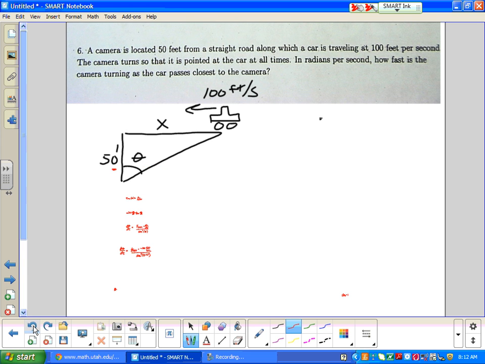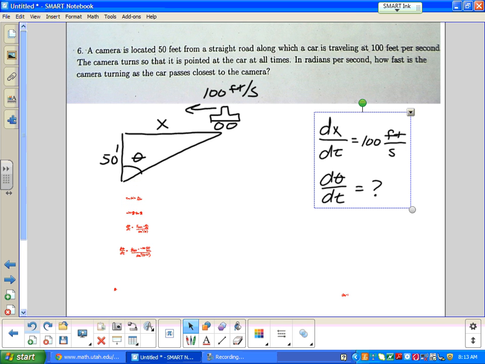Now my question to you guys, is it going to be positive or negative? Should be negative. As the car comes close to the camera, we should be swinging this way. The angle should be decreasing. The rate of change of the angle should be negative. We'll go through why. Did you have negative?